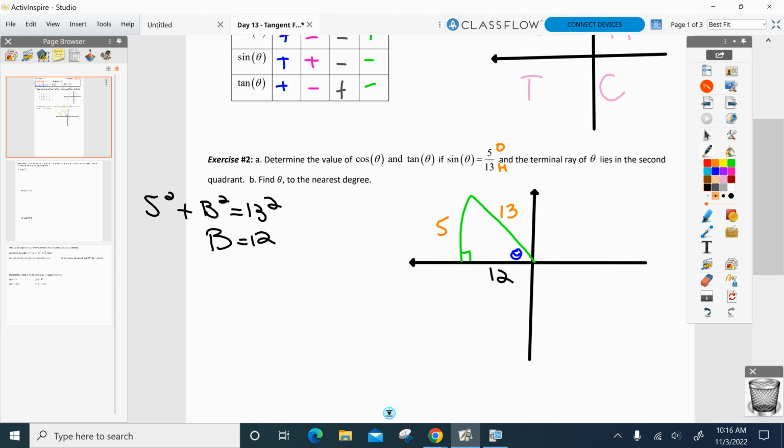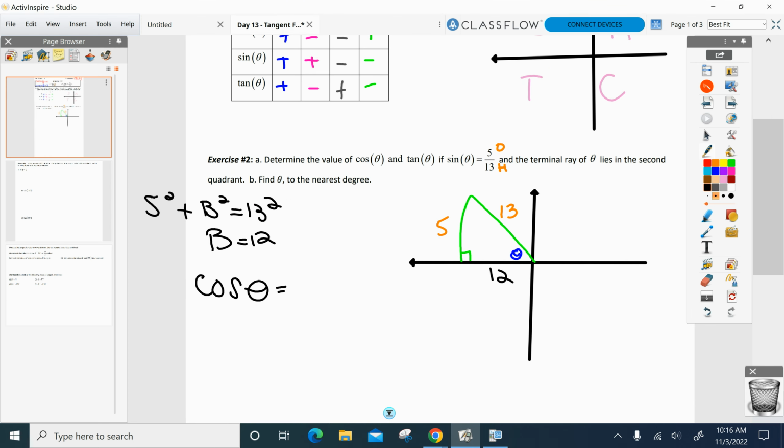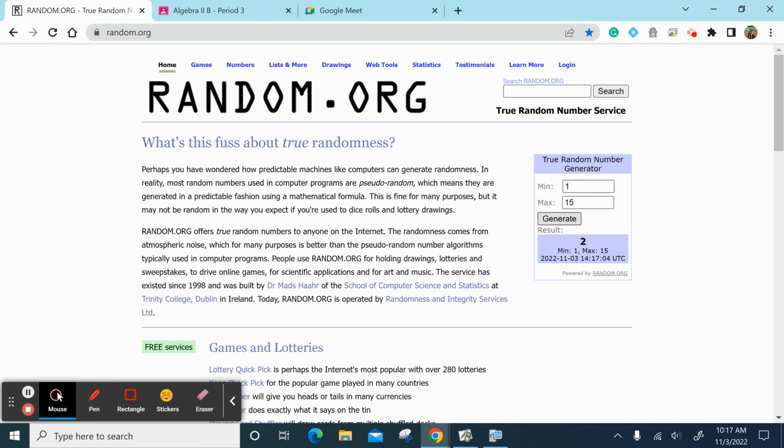All right, determine the value of cosine. I have a right triangle, so how do we find cosine on a right triangle? A over H. Can somebody give me the adjacent and the hypotenuse? Remember where we're going from, this angle right here. What is the adjacent and hypotenuse?